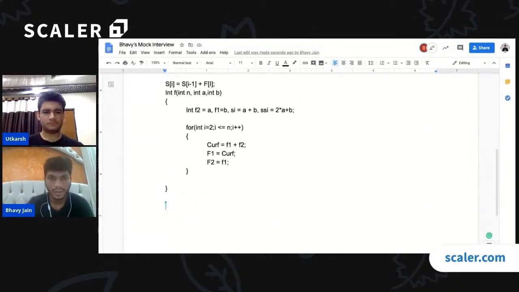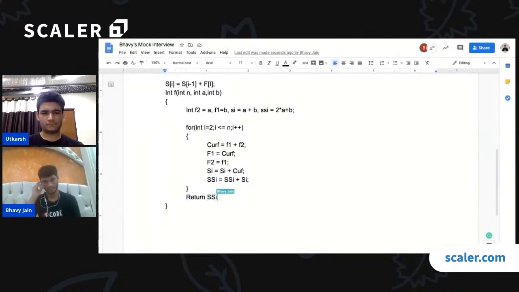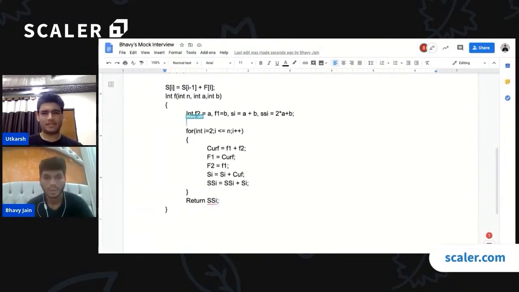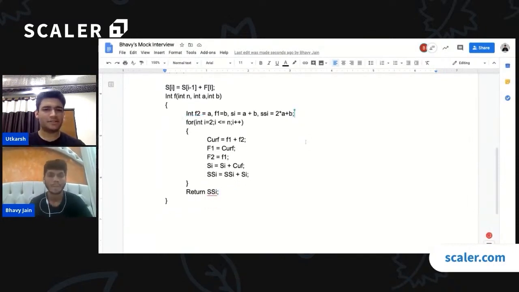Now let's try to calculate s of I. So s of I should be s of I plus current f, and ss of I should be ss of I plus s of I. And since we need to find the nth number, we'll return SS of I. So this should return the nth sum, nth term of the series S of S. Okay. Anything which you feel can go wrong in this?